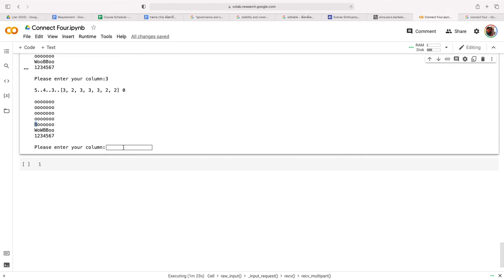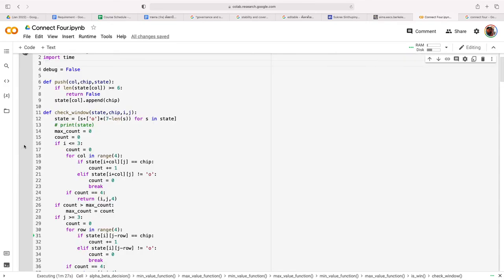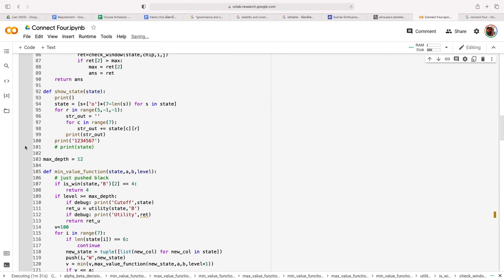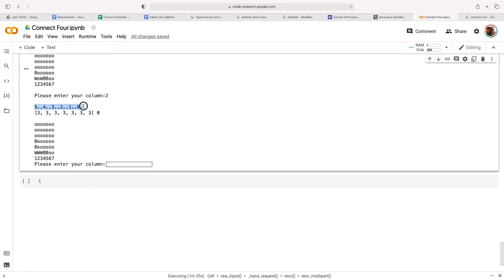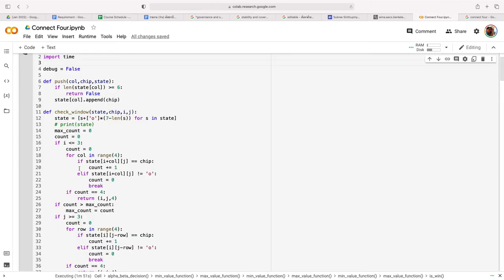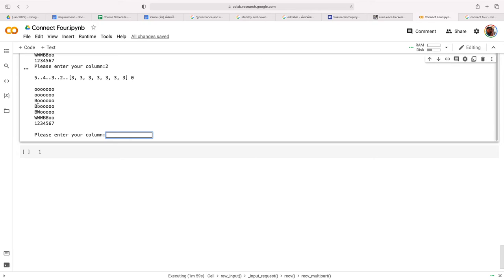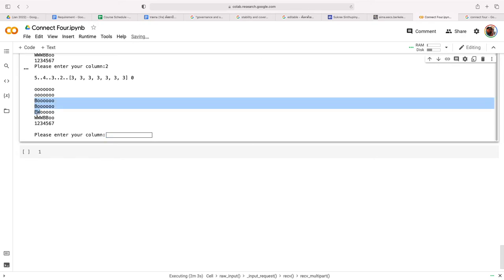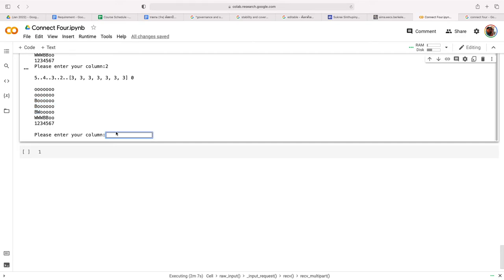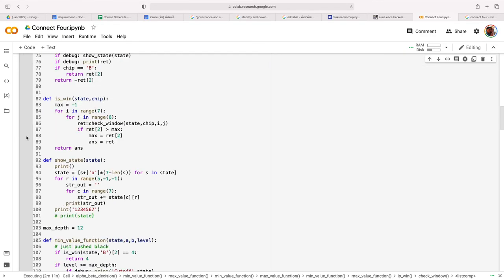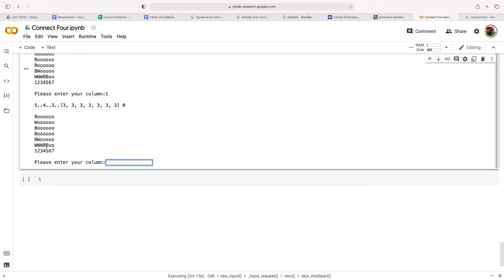So I will choose two and wait. It used 5 seconds, and it got the measurement of how good each move is. They are all three. For example, if I push at two, it is counting down and the answer is here. Oh, it pushes the first column, so I have to stop it. It will be one. Now it places it here.